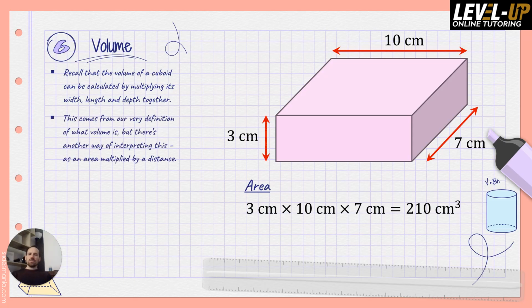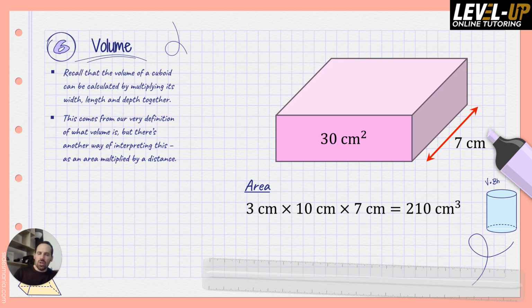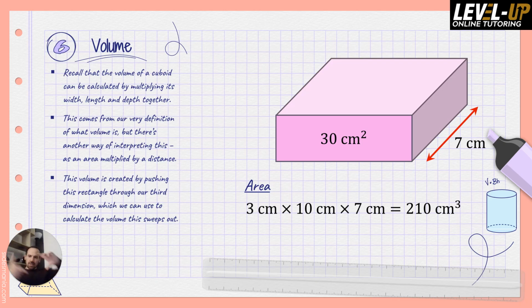Now, if we look at it in a different way, imagine if we didn't have all those lengths. Imagine we just had that length 7 and were given the area of the front, which is 30 centimeters squared. We could calculate this by visualizing it like a prism. We have that 30 centimeters squared area, and we're pushing it through that third dimension, and the volume that's swept out is that area times the distance you're pushing it through. So 30 centimeters squared times 7 gets us 210. You see it works out the same value in this case.